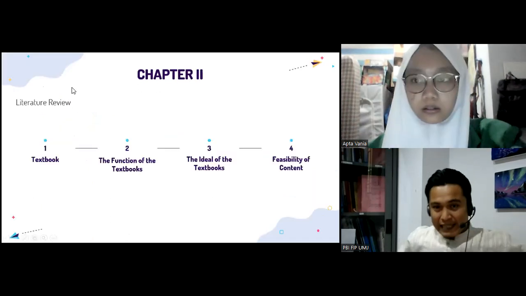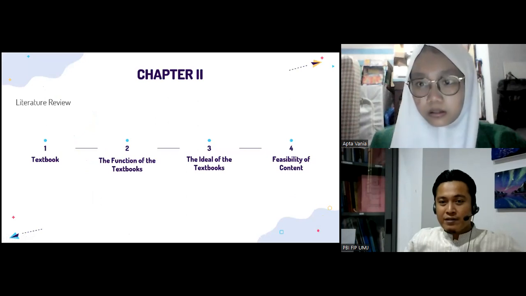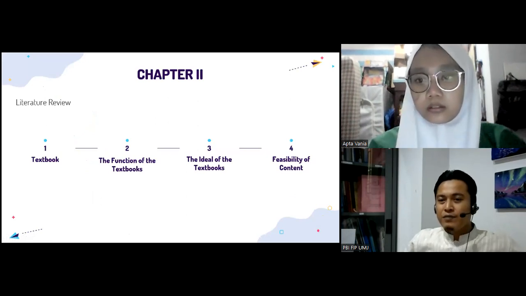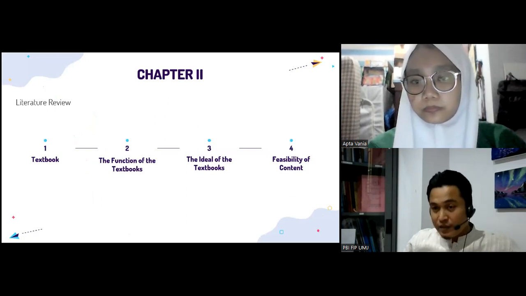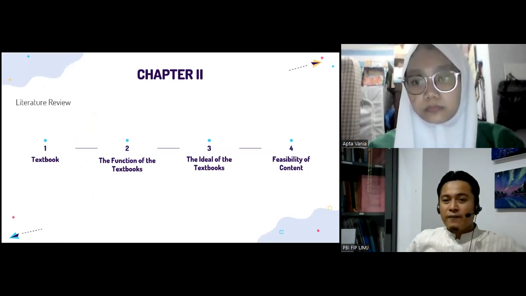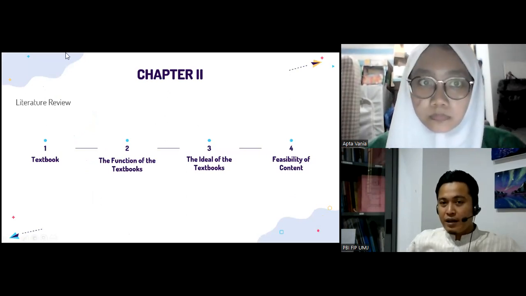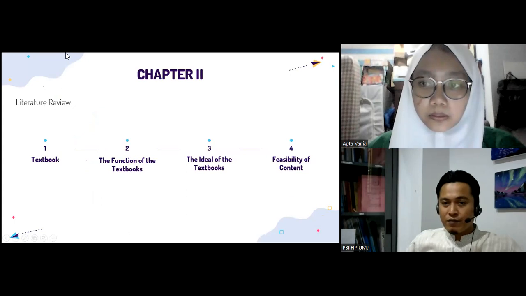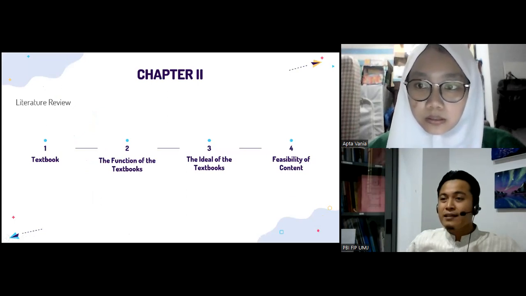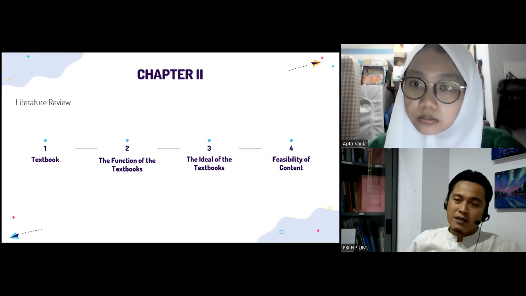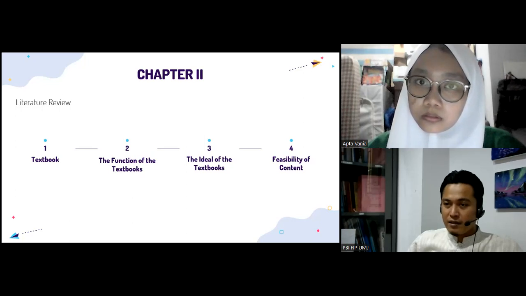Okay, for the literature review, you are using first textbook, second the function of the textbook, the ideal of the textbook, and then feasibility of the content. Your focus here is the English textbook, right? And when I saw your literature review, you were not mentioning any details of the English textbook. It is a random textbook. It can be written in Bahasa and it can be written in English.